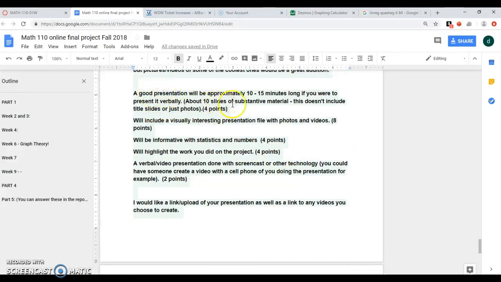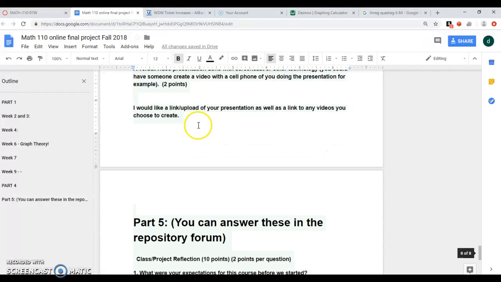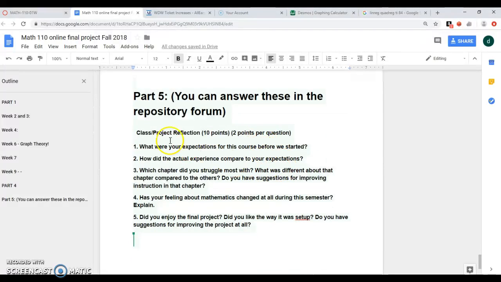There's some rules for what a good presentation should be, a rubric on how this is, or at least what the points are worth on each one of these. So around 10 slides of real material, and then extra slides if you have photos and videos and stuff. And I need a link or upload of your presentation and any videos that you make put in that project repository. And the last part, part 5, are just answering these questions about the class. So those are 2 points per question. Make sure to be kind of thorough in answering those so you don't lose points on that. You can just answer those in the repository forum.